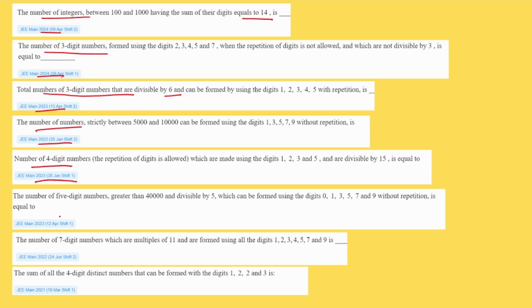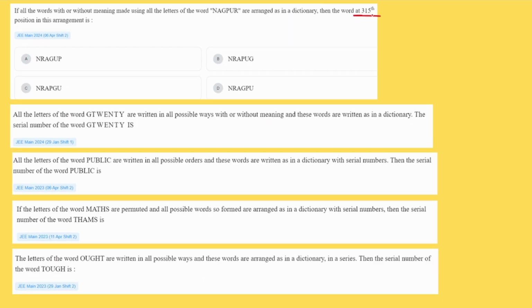I'm not reading the question. I will upload this PPT in the description box, okay? Then finding the number of 5-digit numbers. Again, certain conditions are given. Sum of all the 4-digit numbers, right? Finding the 315th position of the arrangement of the word Nagpur. Again, finding the serial number of the word. Here, serial number of the word. This was asked in 2024.